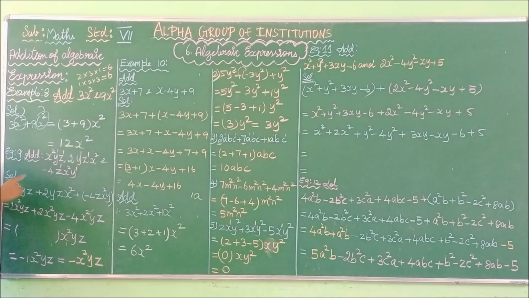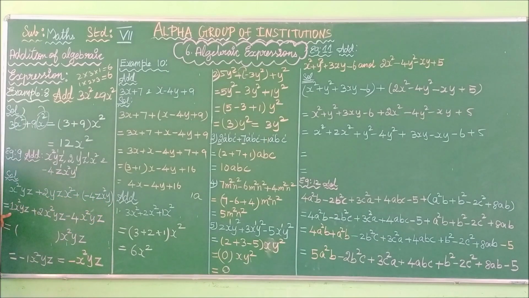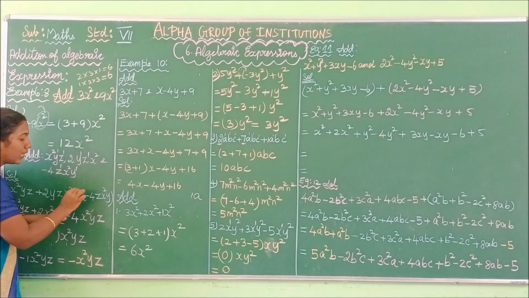First we are writing x square yz plus 2yz x square plus minus 4z x square y. You have to understand that if the numerical coefficient is not written, it is 1. So you have to write here 1 x square yz plus 2. For our convenience we are interchanging the variables, that is, first writing x square, after that y, after that z. Here we have to remove this bracket. For that you have to multiply the signs.